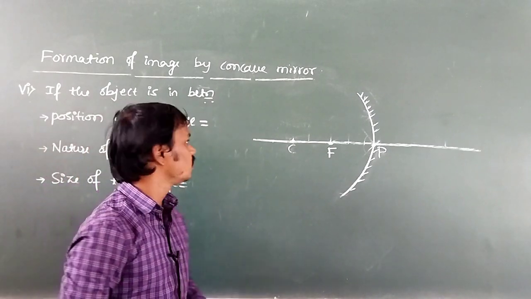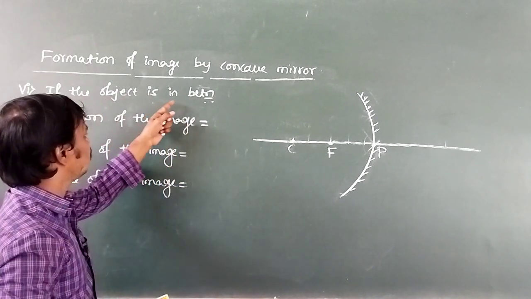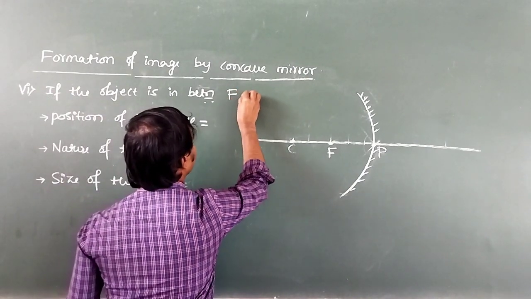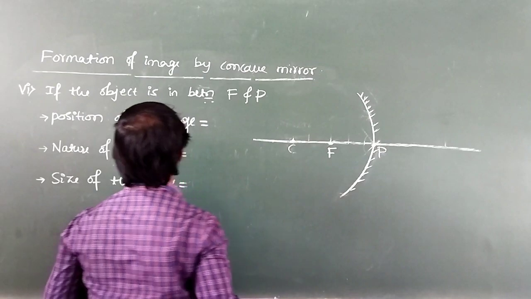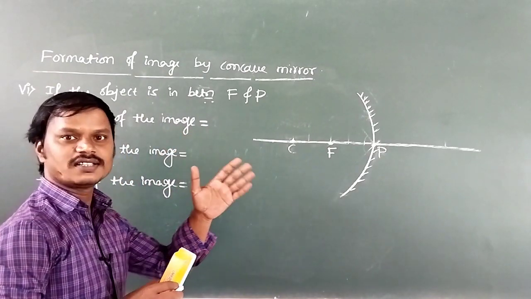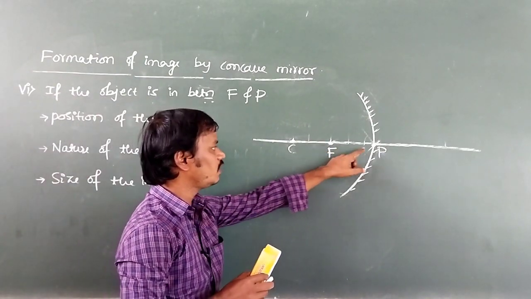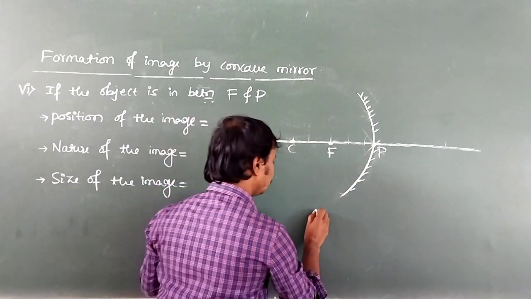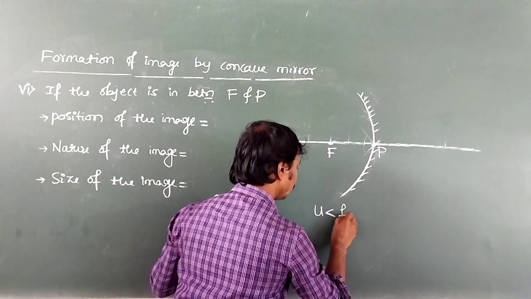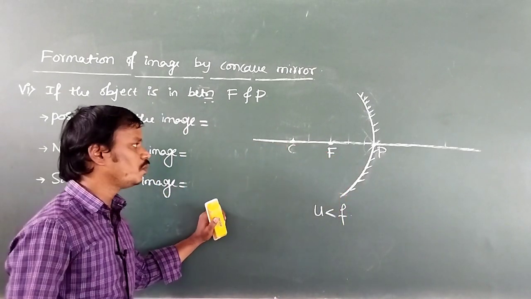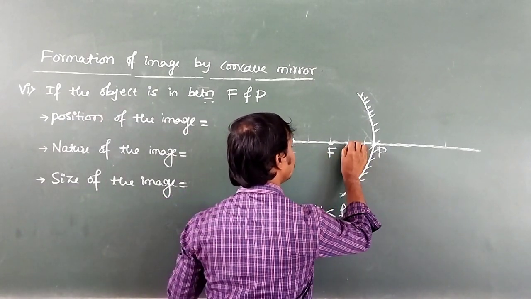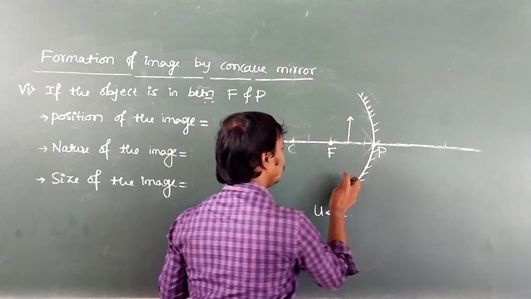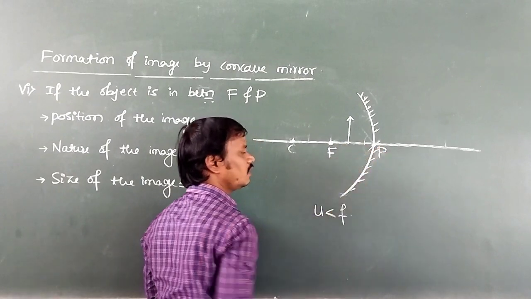Now the last case, if the object is in between f and p. If the object is in between f and p, where is the object now? The object is in between f and p, hence the object distance is less than the focal length. So let us draw the object. This is an object and this object lies in between f and p.